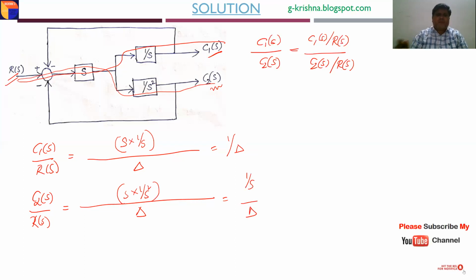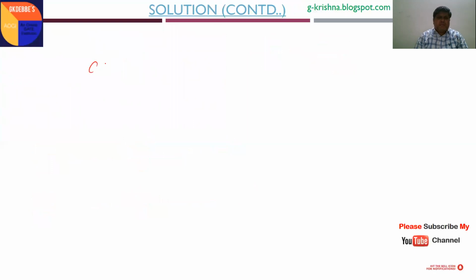Therefore, C1/C2 is C1/R divided by C2/R. C1/R we got as 1/delta, and C2/R we got as (1/S)/delta. This will give the answer as S.